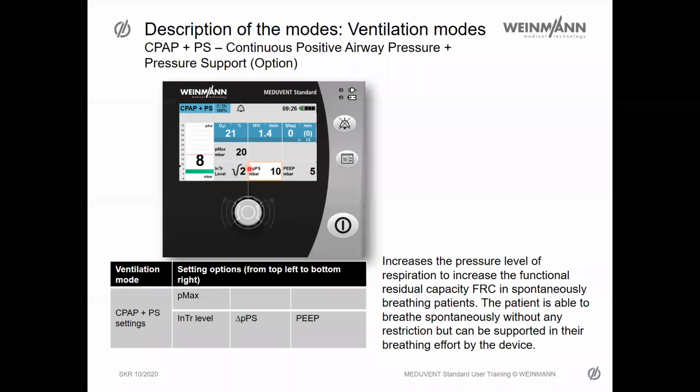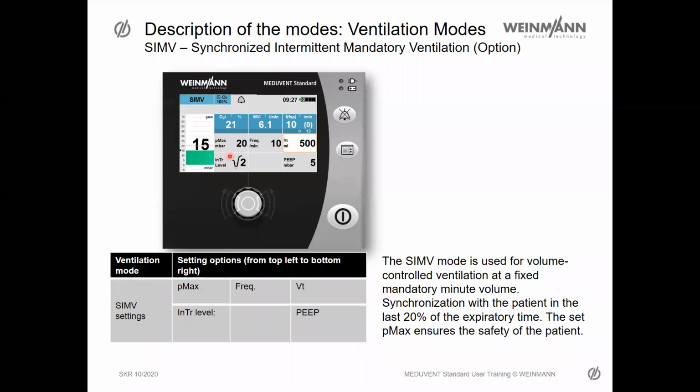We have the inspiration trigger on 3 levels, 1, 2, and 3. 1 is the highest sensitivity, and 3 is the lowest sensitivity. And you have the Pmax as a security level.